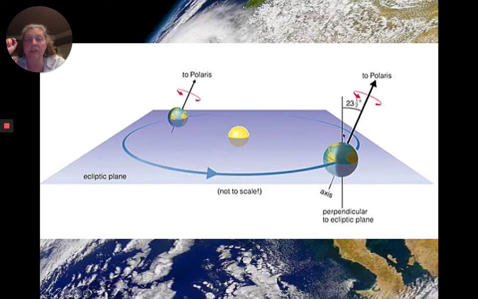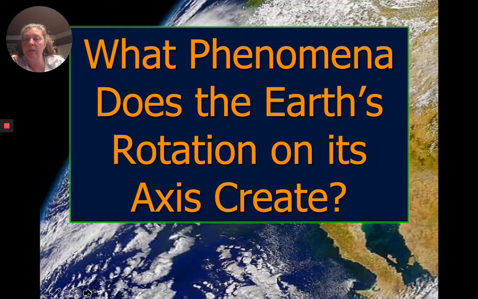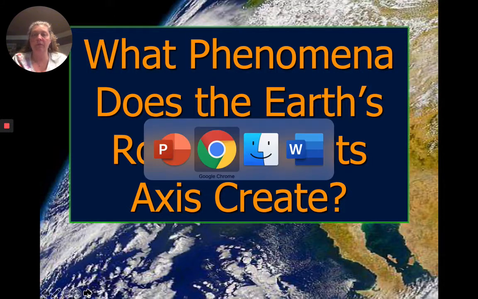So that is where the 23.5 degrees comes from. It's from this imaginary perfect perpendicular line that the axis would make if it was perpendicular to the ecliptic plane, to the plane of points that connect Earth's orbit. Alrighty? So here's another diagram of it. There's the perpendicular to the ecliptic plane, and there's the actual tilt of Earth. Remember that the ecliptic is the plane that is created from the path that the Earth takes around the sun.